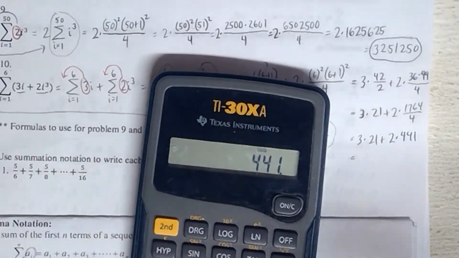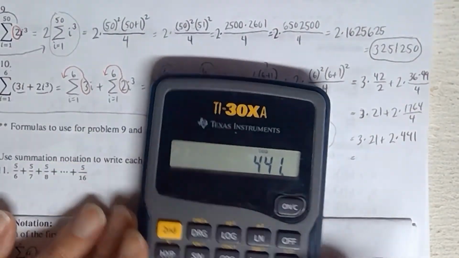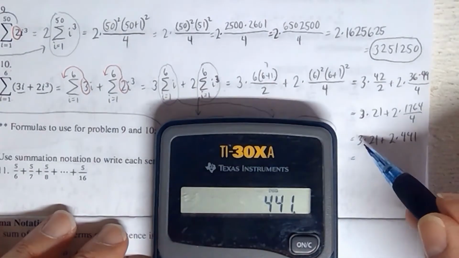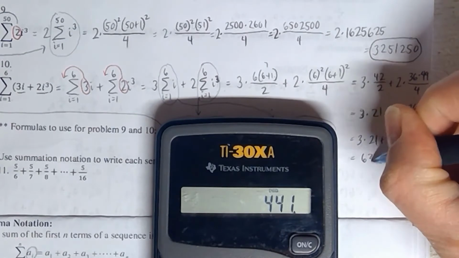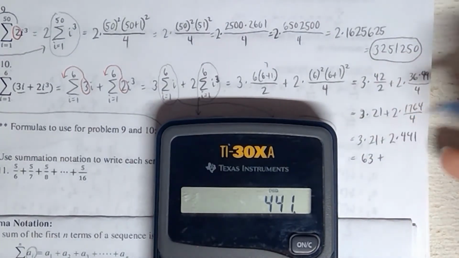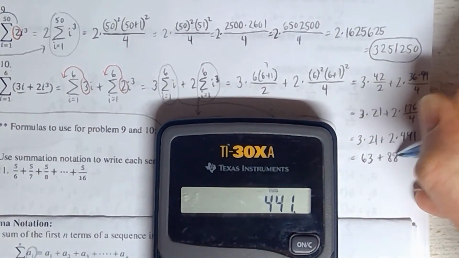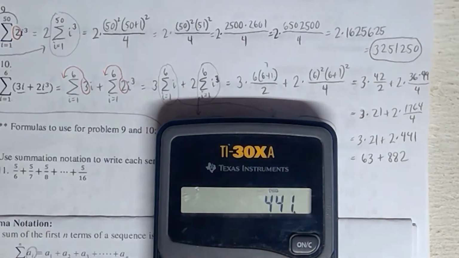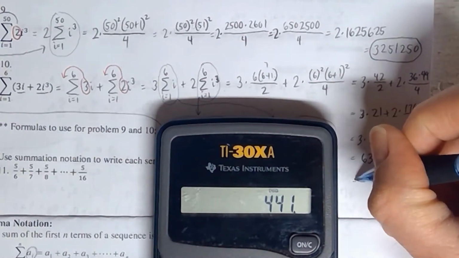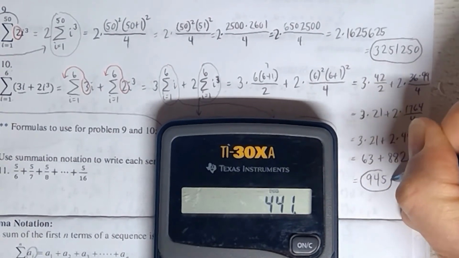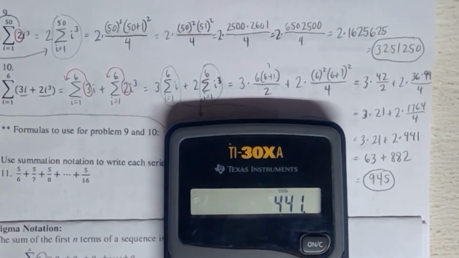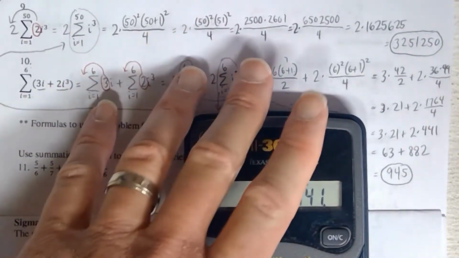So now I do order of operations on the answers that I get from the fractions. In other words, I have 3 times 21 and 2 times 441. So I just do multiplication and addition and I'll be done. 3 times 21 is 63. 441 times 2, put that in your calculator, that will be equal to 882. And then finally we add, and the final answer after all of that is equal to 945.